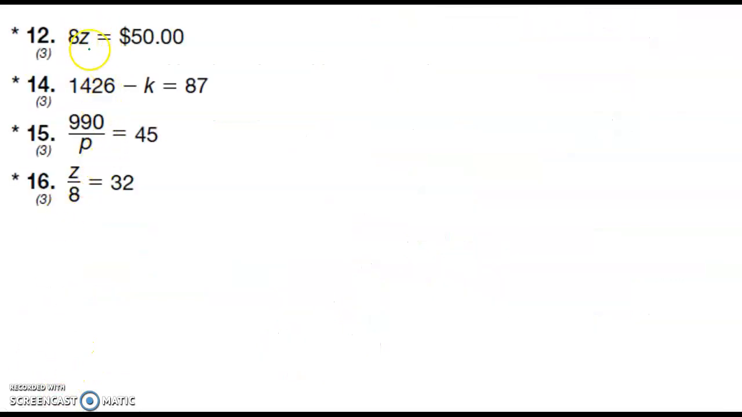All right, more of these unknown problems, and let me just tell you that these problems do not go away. They actually just get more complicated. So it'd be good to get a good handle on these within the next couple of weeks. So we have a multiplication problem here. Every time we see something multiplied by something, we're going to divide. We're going to do the opposite. So 8 times z is $50. So I'm going to divide both sides by 8. I get z is equal to $50 divided by 8, which I'm going to plug into my calculator. And I get $6.25. So let's put the dollars there.